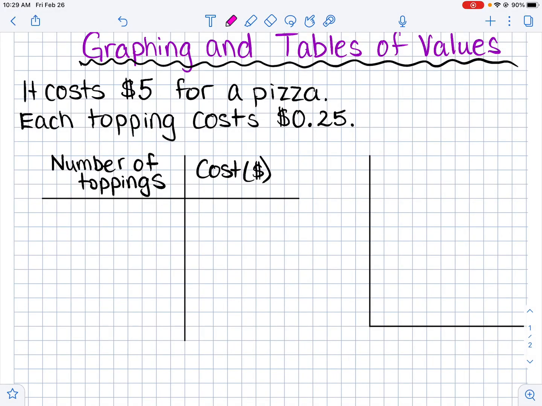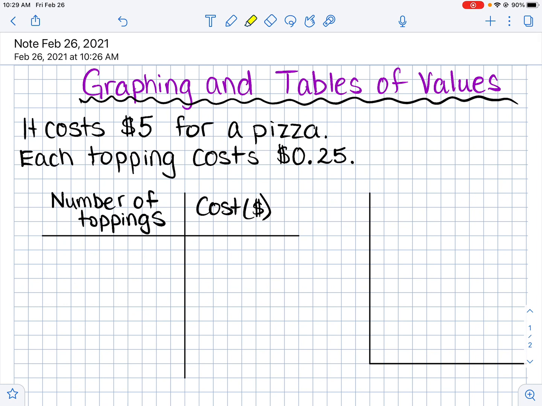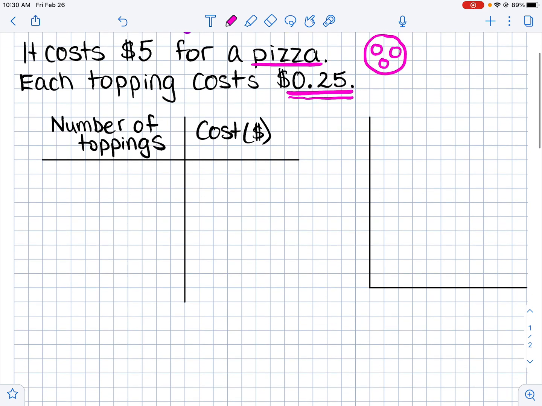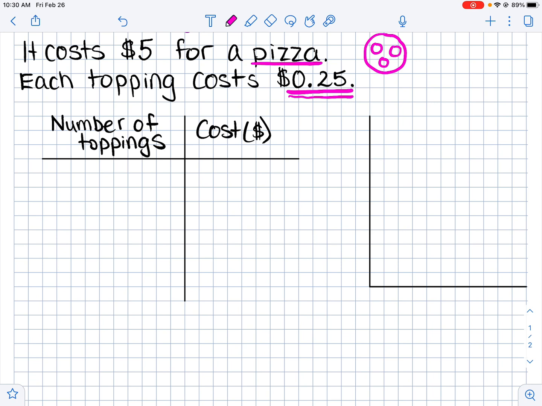Here is how we do tables of values. So tables of values from a description. Okay, so we're talking about pizza. So one pizza will cost $5. $5 for one pizza. Each topping, like mushrooms, pineapples, pepperonis, costs 25 cents. Every time you add a topping on your pizza, it costs 25 cents. So to make a table, we put number of toppings and the cost.